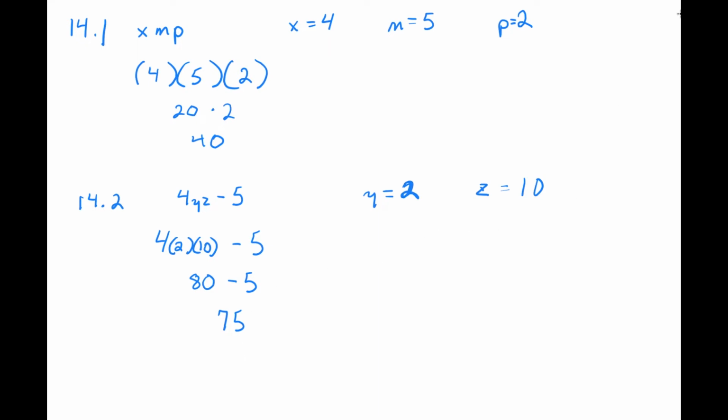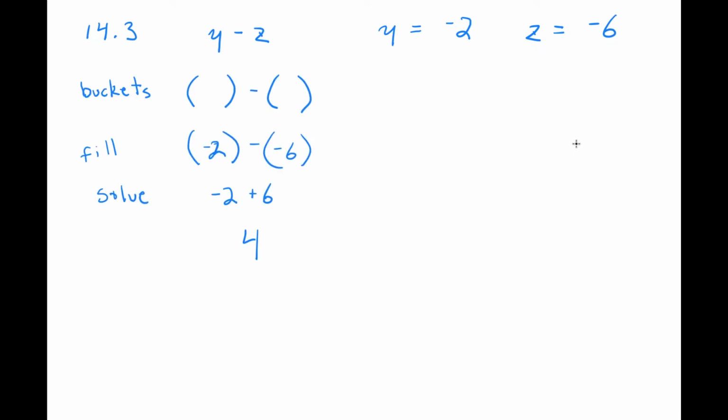So let's do another one. See, these are not so hard. The variables are actually pretty straightforward and fairly easy. I'm going to let you guys do 14.3 on your own. So the problem says y minus z, and y is equal to negative 2, and z is equal to negative 6. So pause the video and work the problem, and then come back in just a moment and let's see if you got the answer that I got.